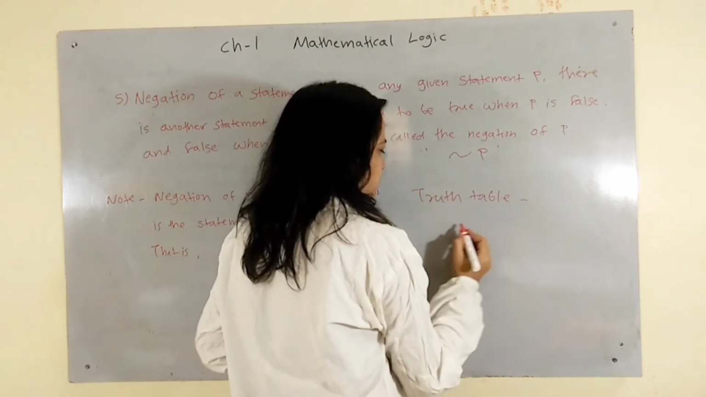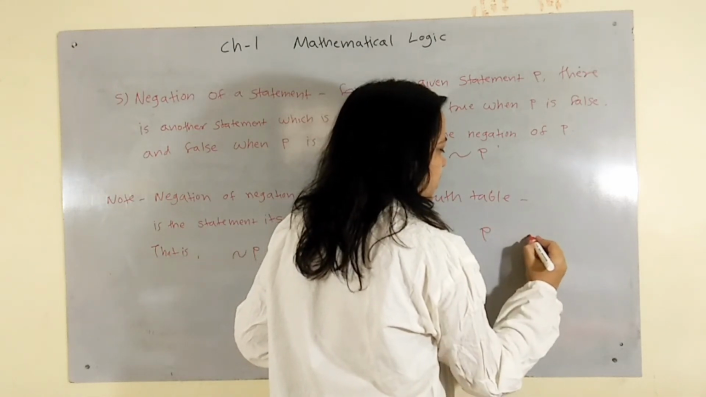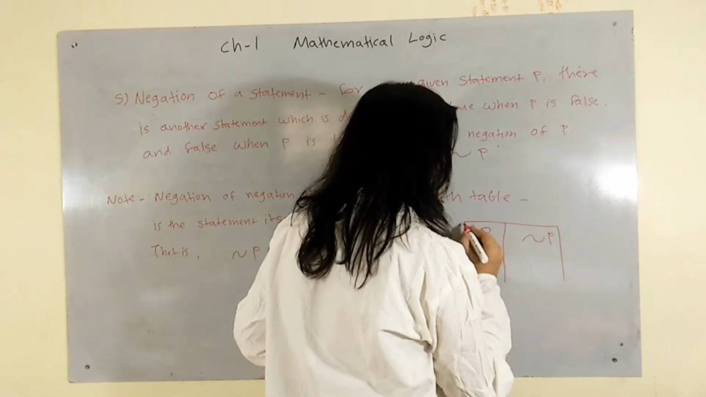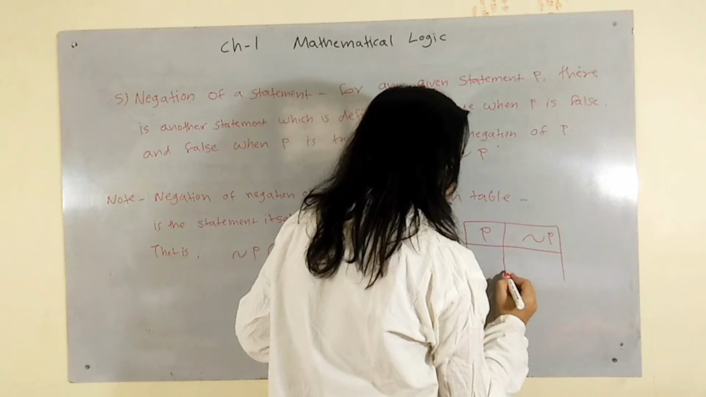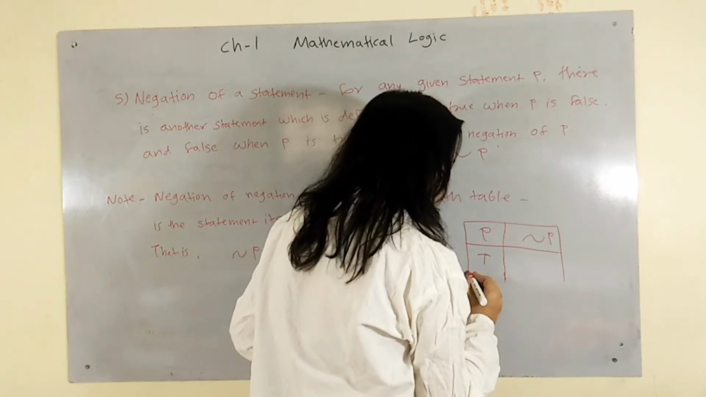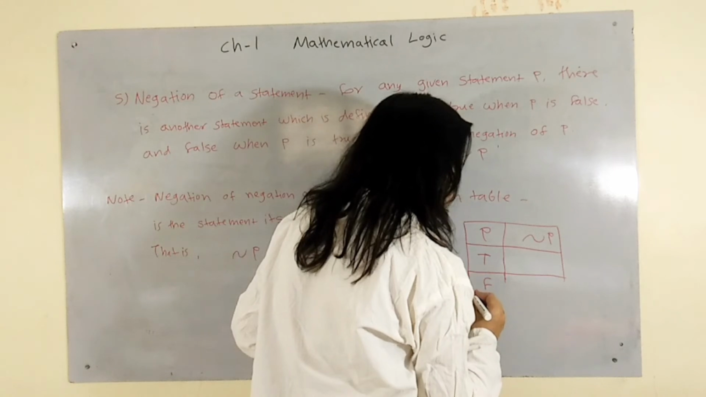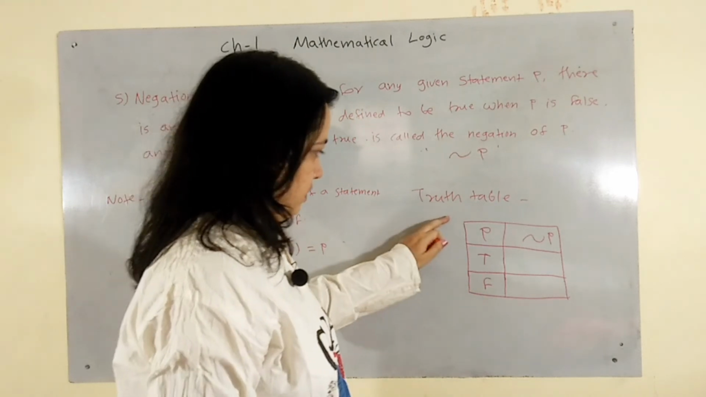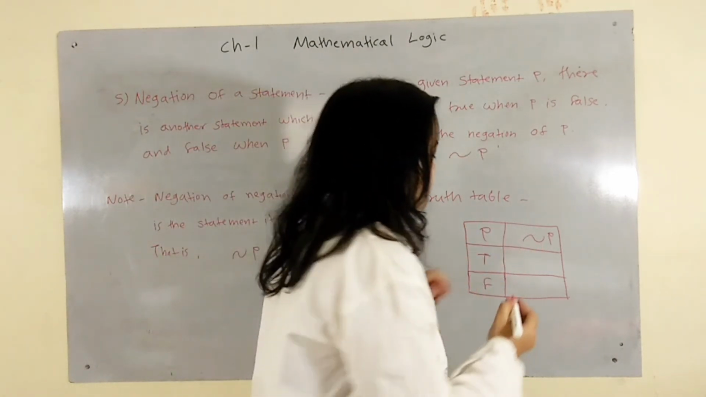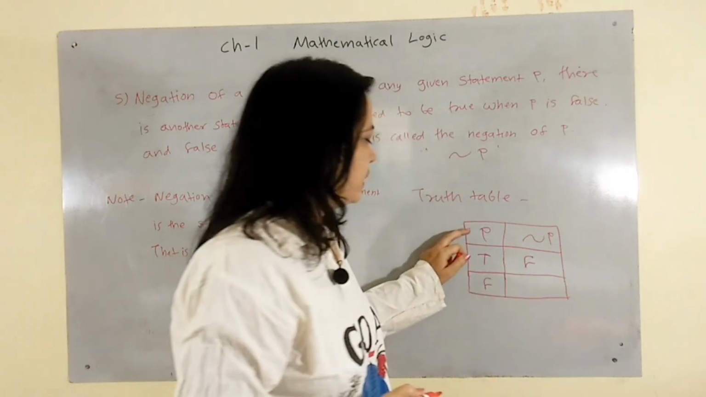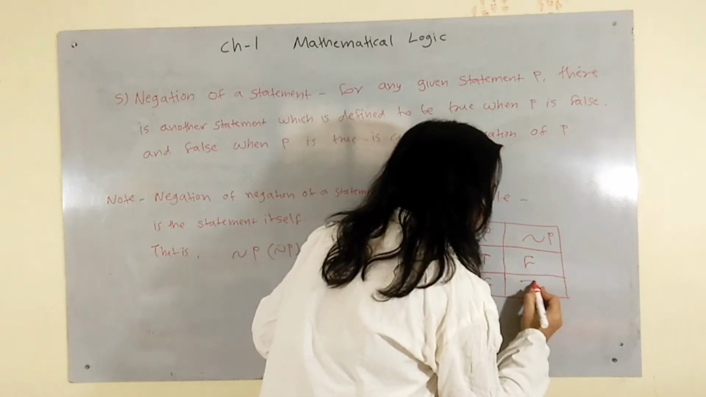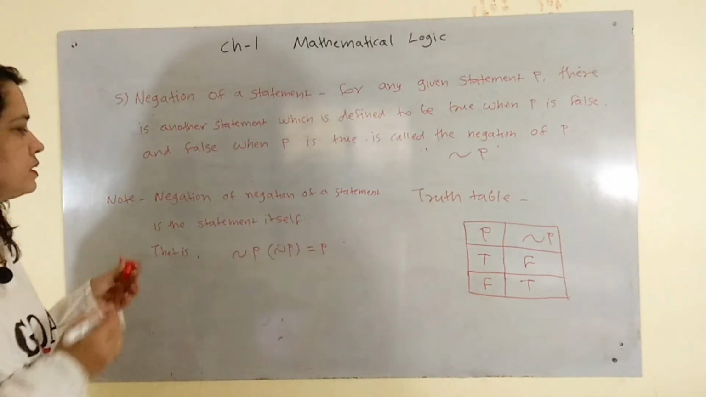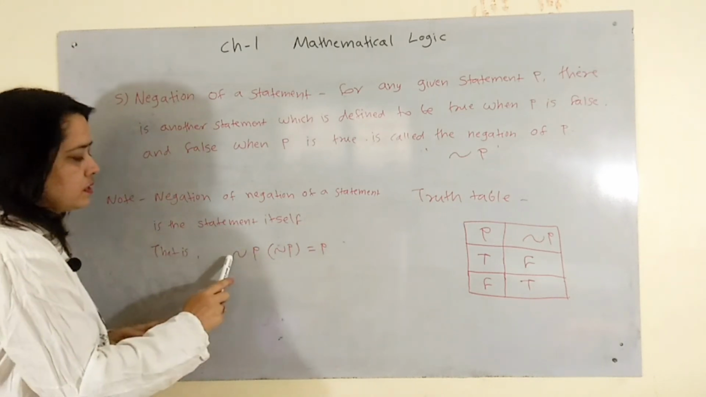Truth table: P and negation of P. So we take different values of P. Here true, and second value is false. Negation means its opposite. If P is true, then its negation is false, and if P is false, then its negation is true. Note that negation of a statement is a statement itself.